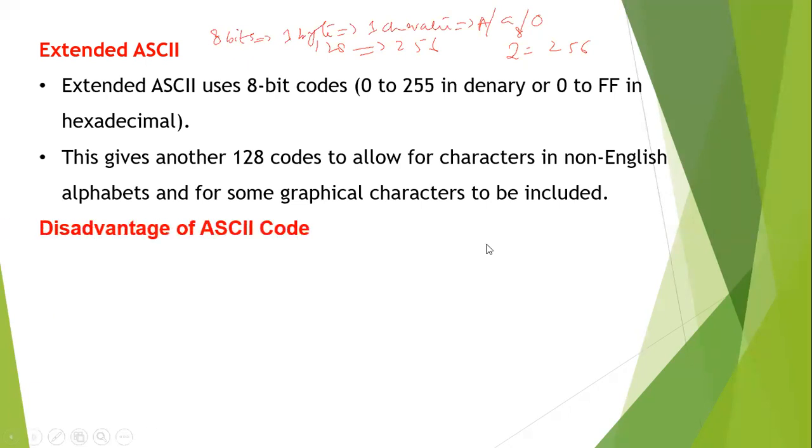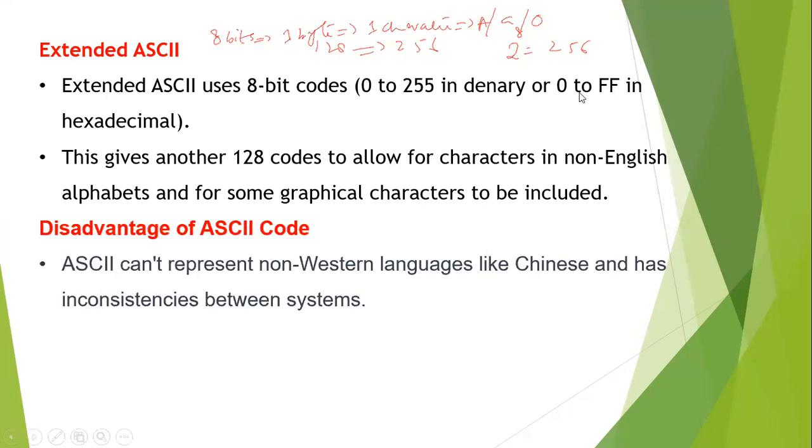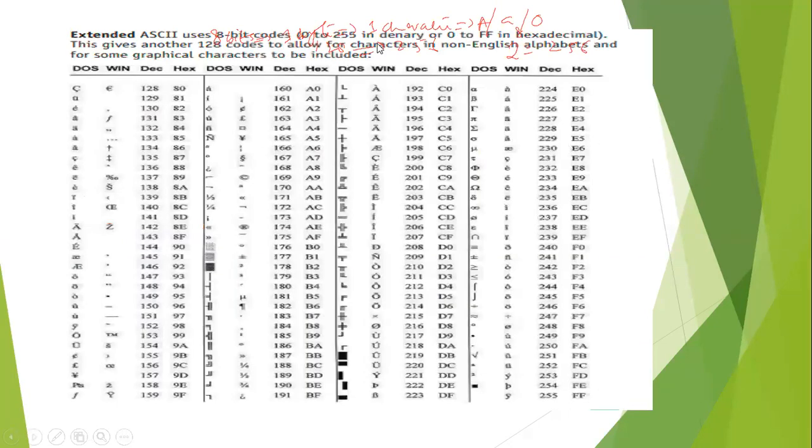Now there is a disadvantage of ASCII code. ASCII can't represent non-Western languages like Chinese and has inconsistency between systems. This is the disadvantage. Here you can see the 8-bit code. This is the ASCII chart for 8-bit code. ASCII uses 8-bit code, 0 to 255 in binary or 0 to FF in hexadecimal. Here you can see further characters are supported by the extended ASCII chart.